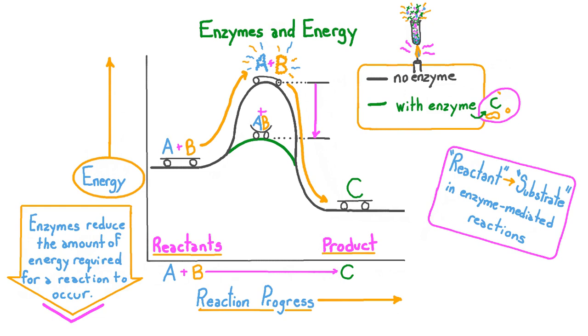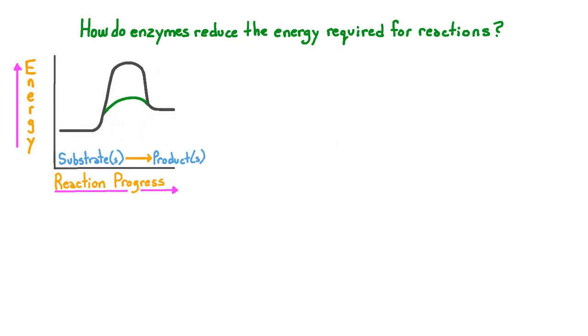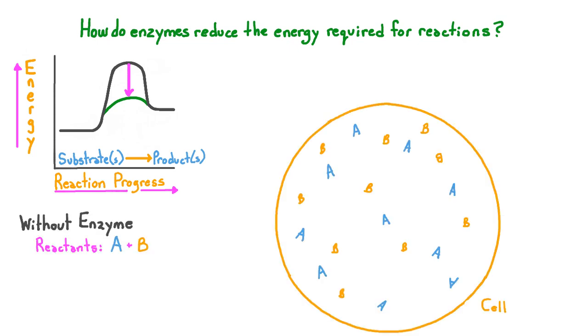So now we know that enzymes reduce the amount of energy required for a reaction to occur. Next, let's look at how a roller coaster car can change its own tracks, or rather, how enzymes speed the production of products from substrates. Okay, so we just learned that enzymes reduce the amount of energy that's required for a reaction to take place. But now we're going to learn how they do it. Let's take a look at a very simplified cell with just two reactants floating in it, A and B, and no enzyme.